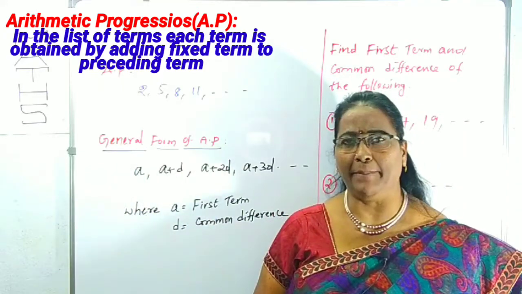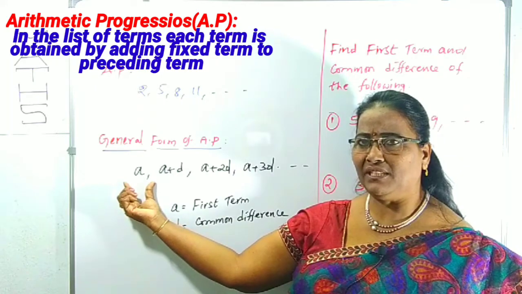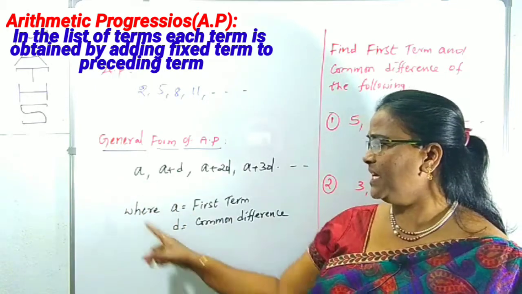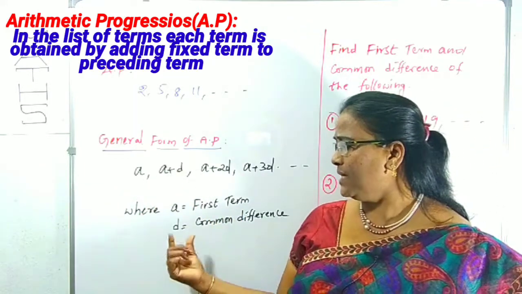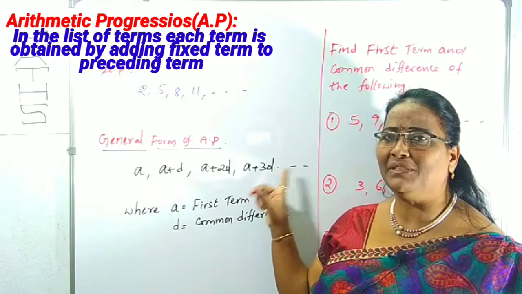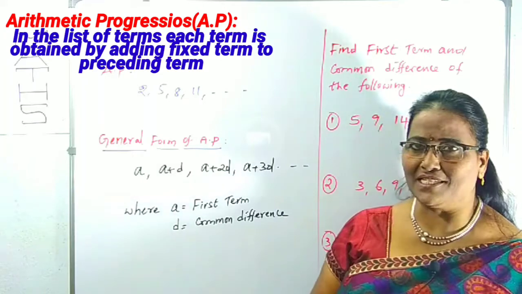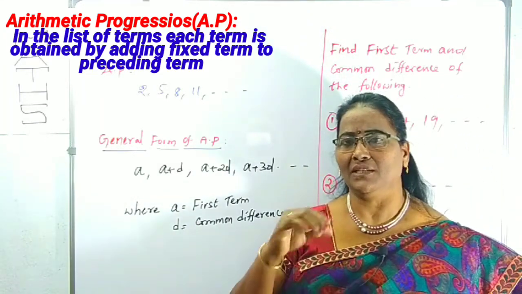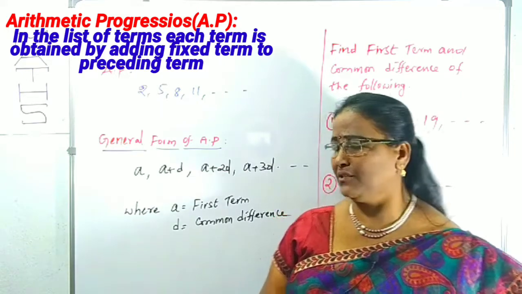General form of AP series, in which the term that is available first is called the first term, where A is the first term. And what is D? What is adding here? Fixed term D is adding. So the D is simply the common difference. You have to know the terms also, the terminology.